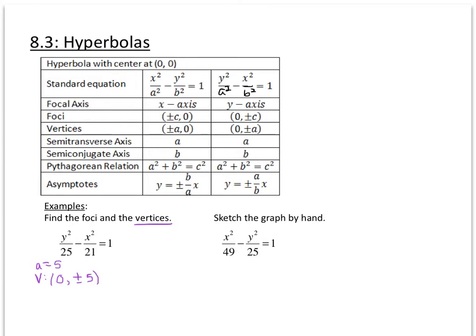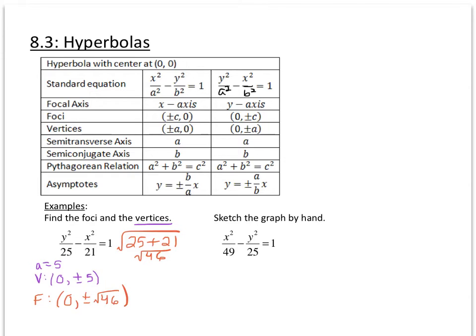My foci, or foci, depending on your pronunciation, comes from this Pythagorean relation, a squared plus b squared equals c squared. And so what we do is, since these numbers are a squared and b squared, we just add them together and then take the square root, and that's going to give us c. So it's going to be the square root of 46. So our foci is 0, plus or minus the square root of 46. So again, we're just kind of looking at our chart, letting it help us.